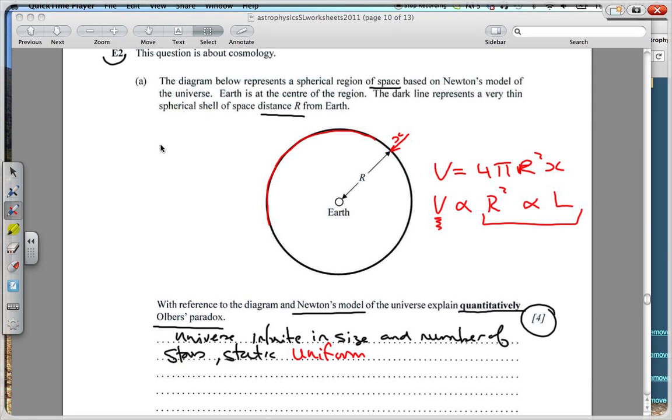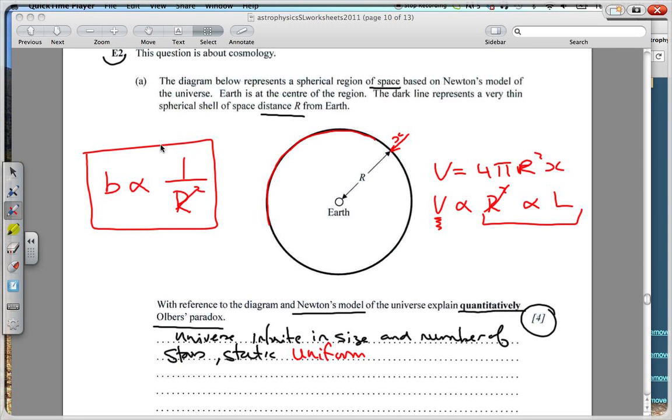But as we move out, we know from our law that the apparent brightness is proportional to 1 over r squared. So we have that the amount of radiation reaching the Earth is proportional to 1 over r squared, and the luminosity is proportional to r squared. So these actually cancel out.